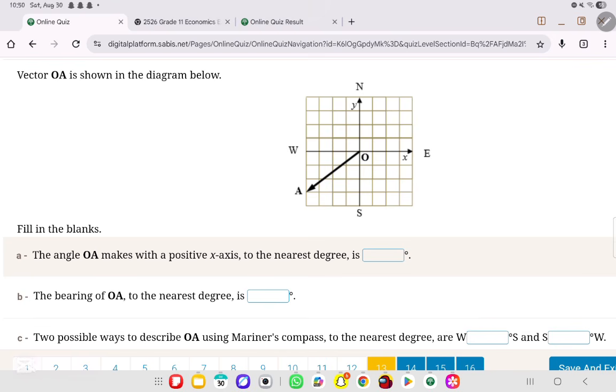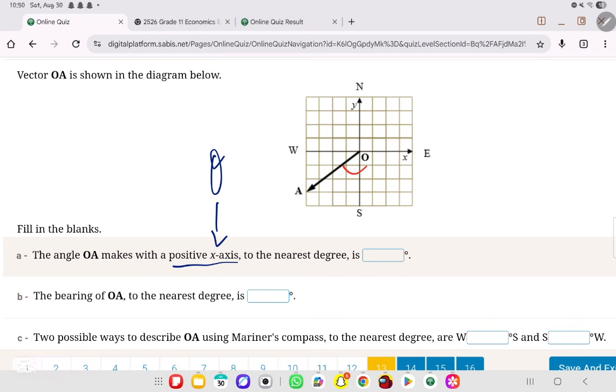The vector OA is shown in the diagram below. Find the angle OA makes with the positive x-axis to the nearest degree. When they say angle made with positive x-axis, they are asking for theta. Now, you may be wondering, how am I going to solve this? I know this is 90 and 90, but I don't have this angle.